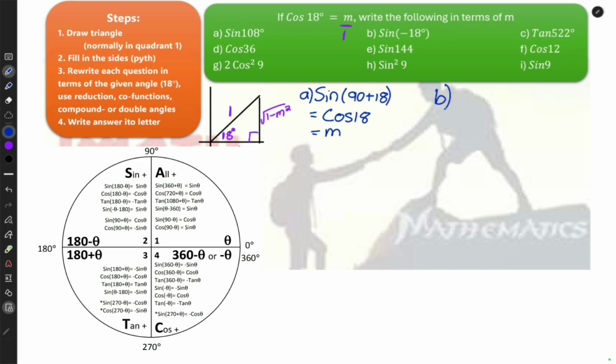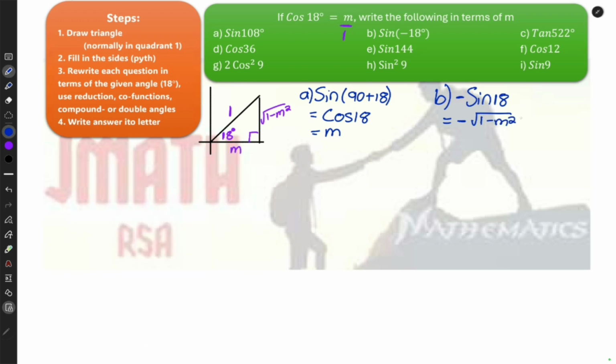Okay, question B, sine of negative 18. I'm just going to use reduction formulas, and I know sine of a negative angle would just mean the minus goes to the front because it's in the fourth quadrant, so this is minus sine 18. I can now use the triangle and say, okay, sine is opposite over hypotenuse. So the answer to this question is just minus opposite, which is the square root of 1 minus m squared. And that is my final answer.